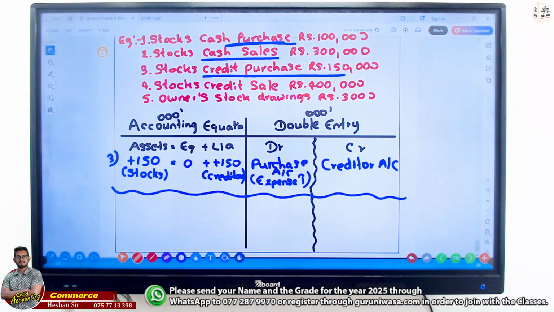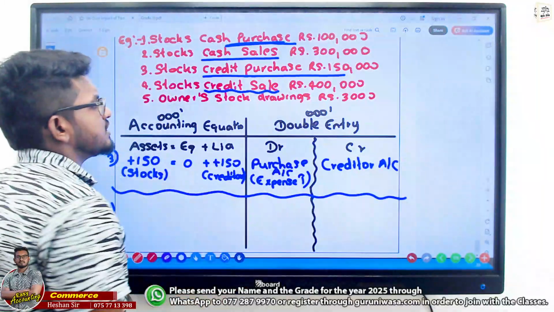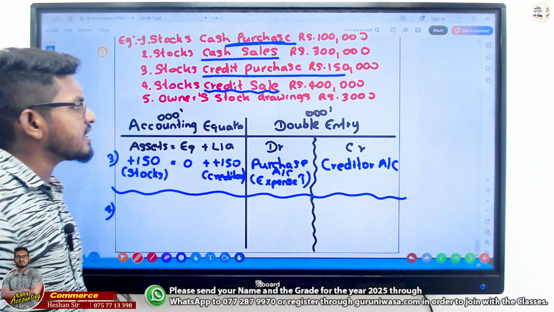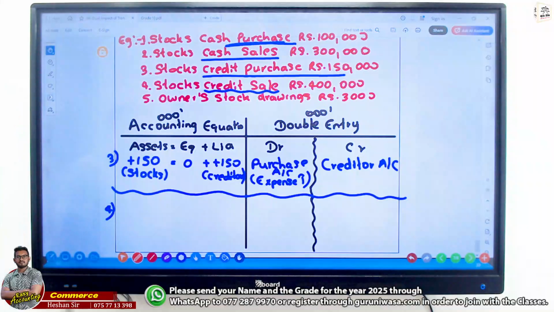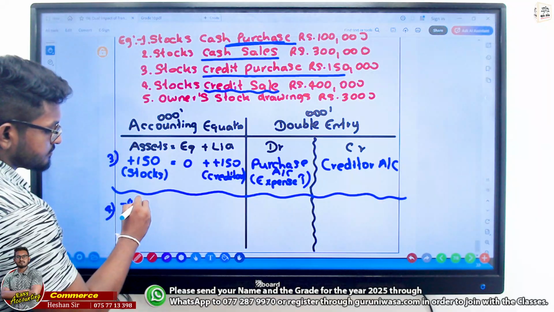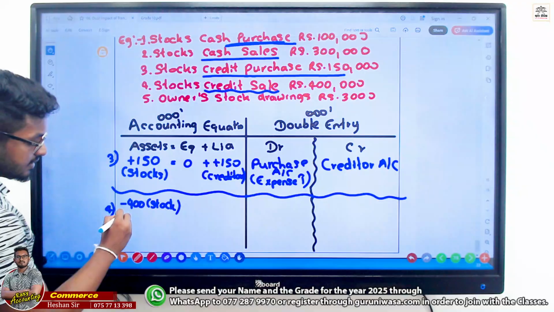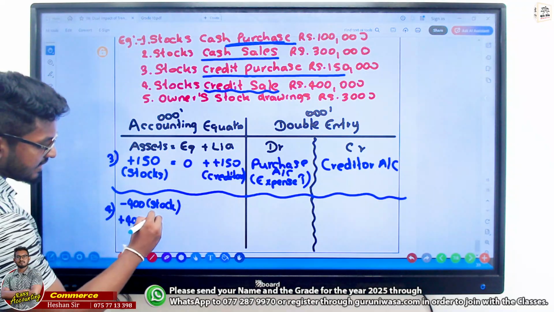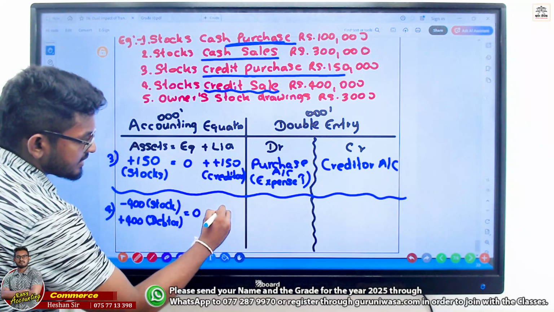Right? Number 4. Let's see. Stocks credit sale. When we sell the stocks on credit basis, can you tell me what has happened in the accounting equation? You know, stock asset decrease 400,000. Then debtor asset increase. සල්ලි එන්නේ නැහැ නේ අපි credit නේ දෙන්නේ. ඒතකොට debtor asset තමයි increase. මේ දෙකේ Excuse me, sir.